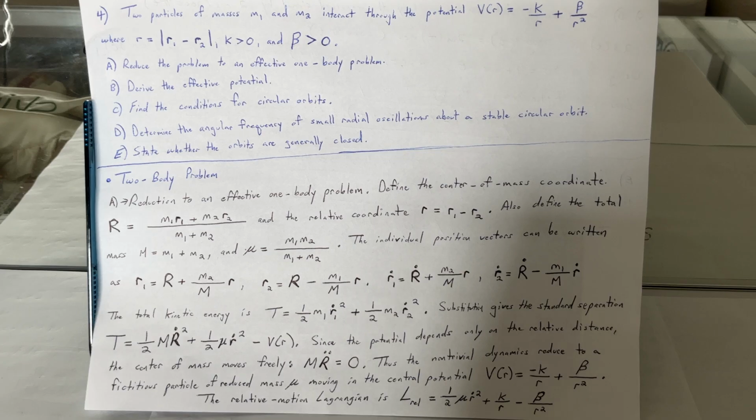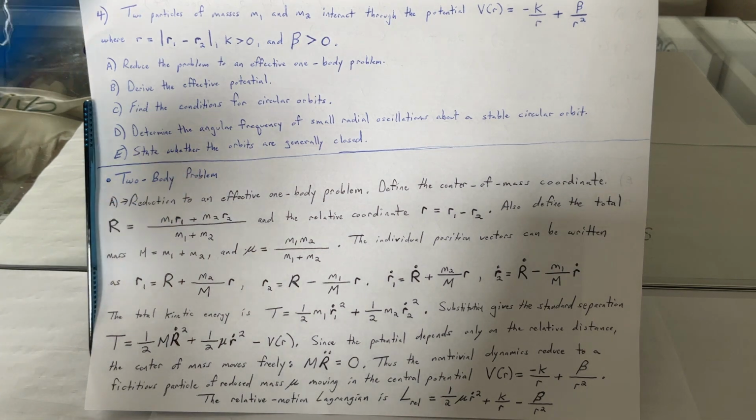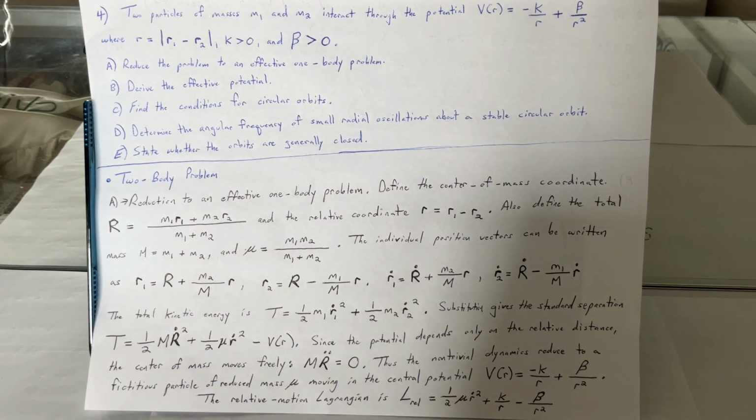Part A, reduce the problem to an effective one-body problem. Part B, derive the effective potential. Part C, find the conditions for circular orbits. And Part D, determine the angular frequency of small radial oscillations about a stable circular orbit. Part E, state whether the orbits are generally closed. So we have a two-body problem.